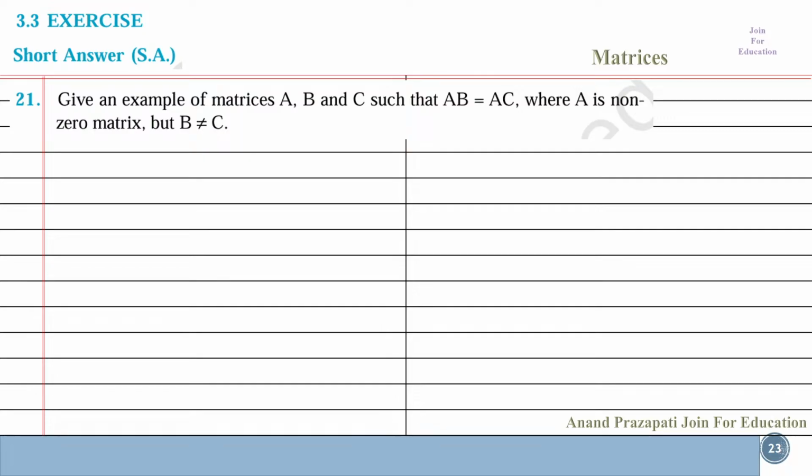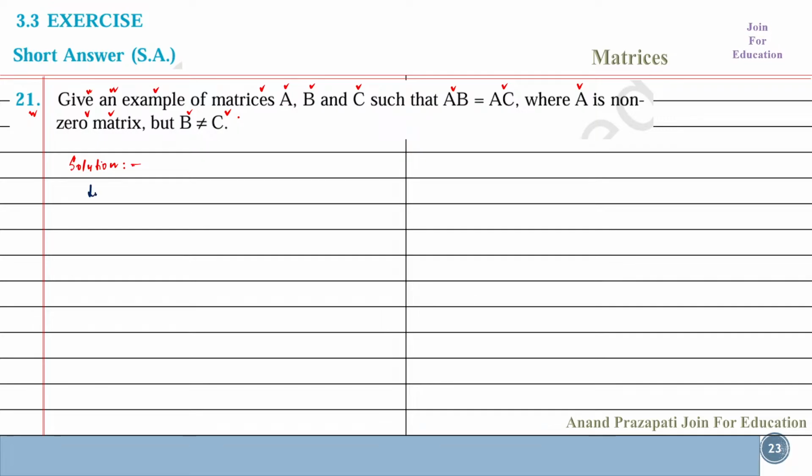Let's see question number 21. Give an example of matrices A, B and C such that AB equal to AC where A is non-zero matrix but B not equal to C. So there are so many examples for this one. So let's see one example.